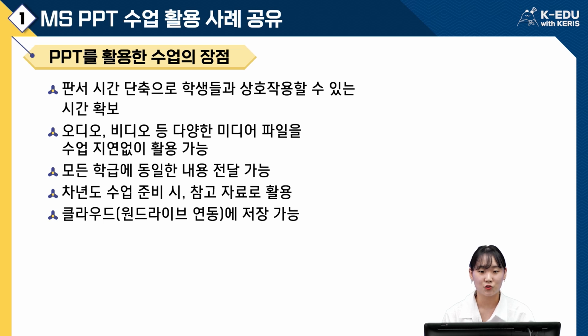First, we can secure the time for interaction with students because of the time reduction for writing on a chalkboard. As teachers have more time to keep eye contact with students in the class, they can check the understanding level of students.